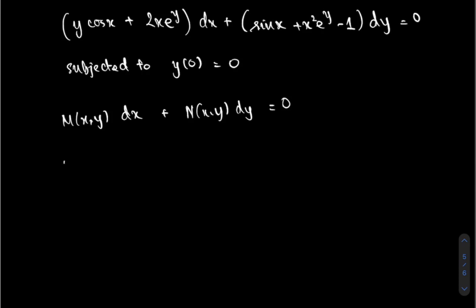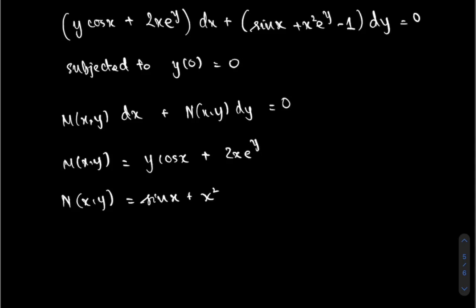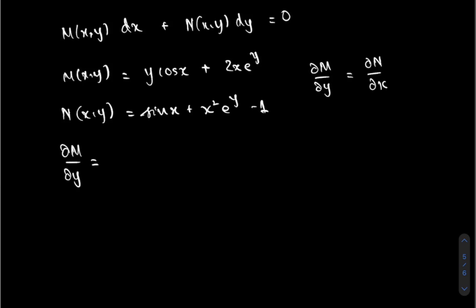So let's first identify M of x, y. M of x, y is equal to y times cosine of x plus 2x times e to the y, and N of x, y is equal to sine of x plus x squared e to the y minus 1. You need to show that partial M partial y is equal to partial N partial x. Partial M partial y is equal to cosine of x plus 2x e to the y.